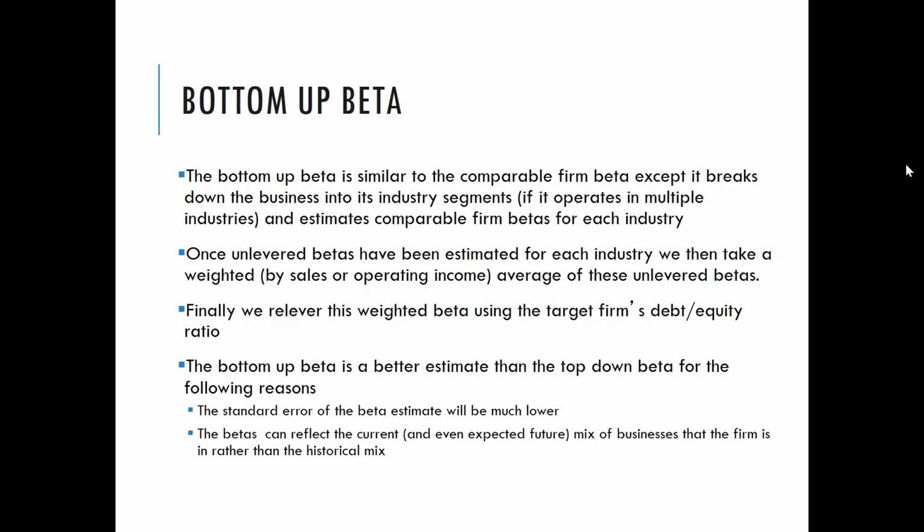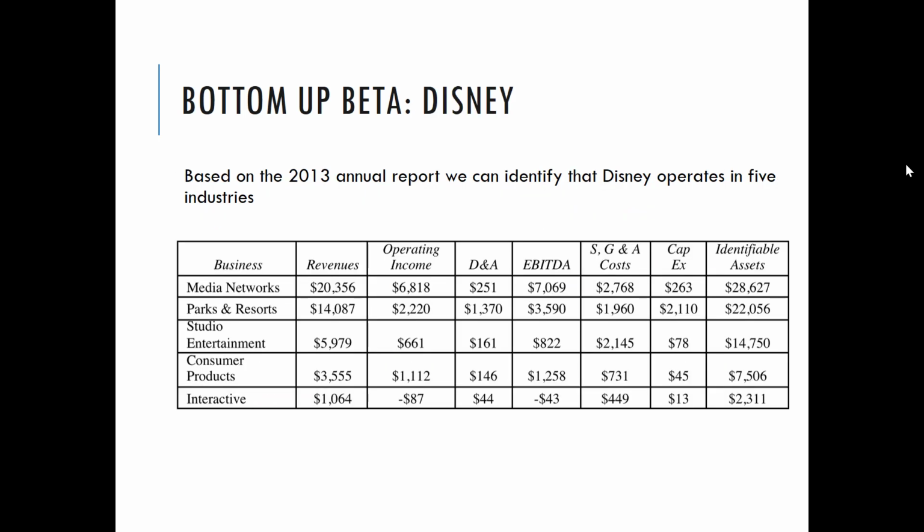Specifically, this is really useful if you know that you are operating in multiple industries, and going forward, this product mix might change. So your regression beta will be based on your previous product mix. The bottom-up beta can be based on your kind of future product mix. Again, how would you do this?